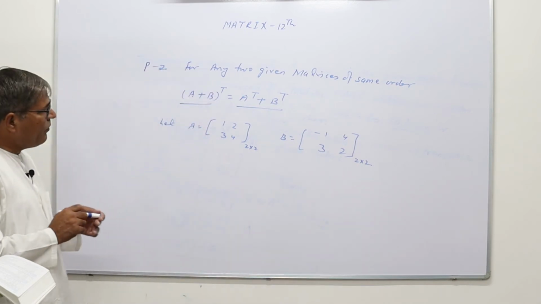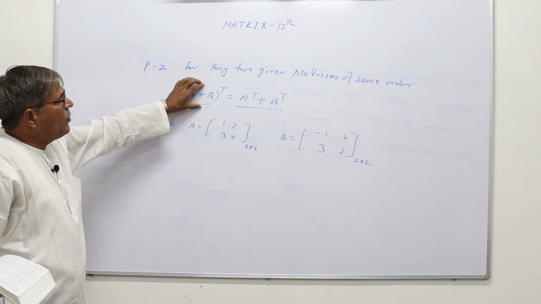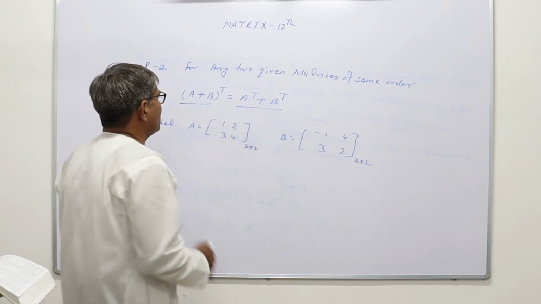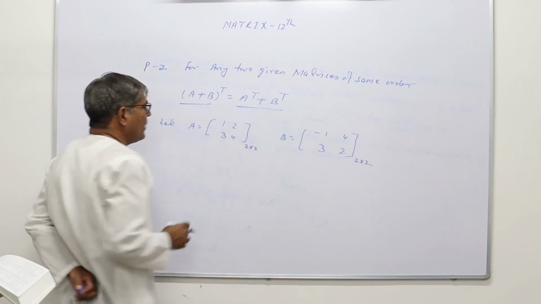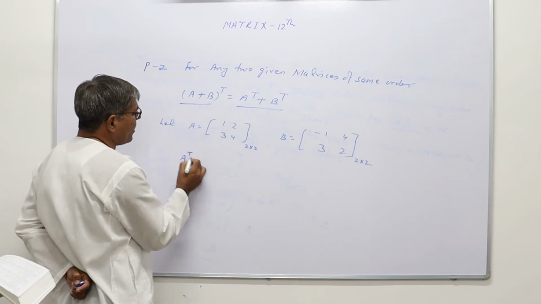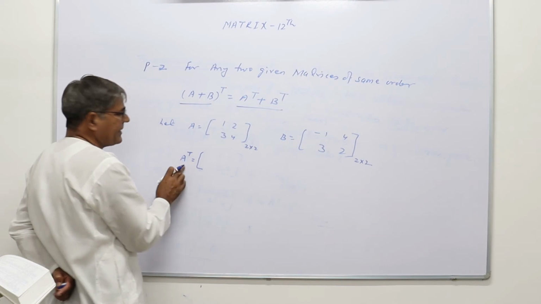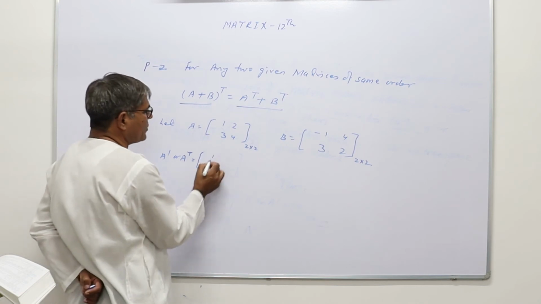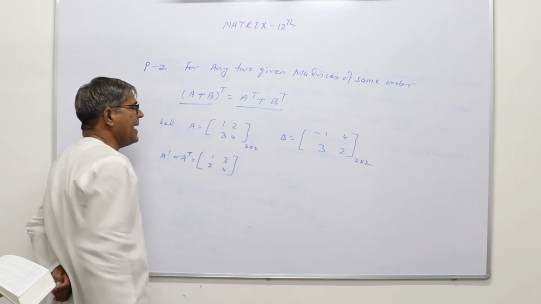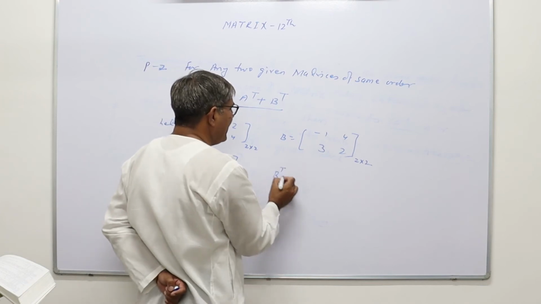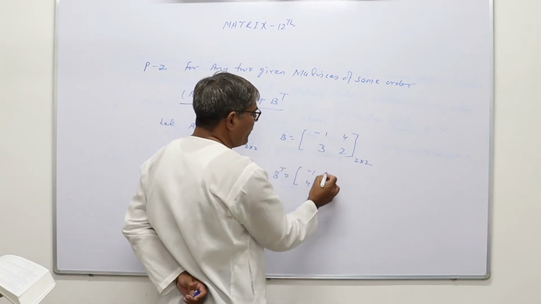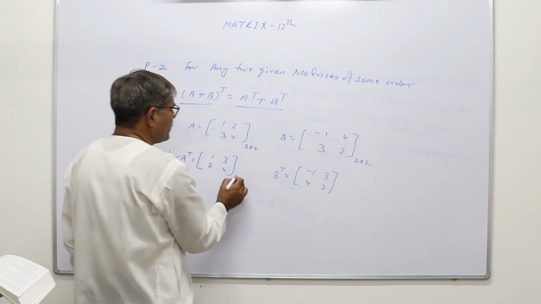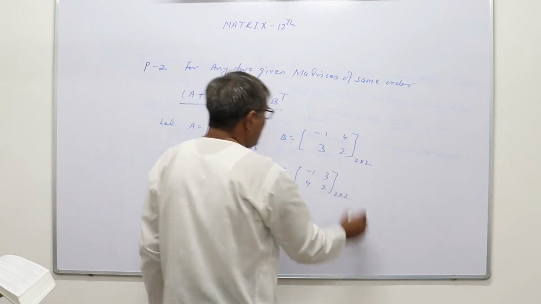Now what do we have to prove? We have to prove that the transpose of the sum of the two given matrices will be equal to the sum of their individual transposes. So for these two given matrices, first we will find the transpose of A. A transpose will be represented by AT or A prime. So AT will be equal to 1, 3, 2, 4. Similarly, the transpose of B, that is BT, will be equal to -1, 3, 4, 2. First row will be first column and second row will be second column. So again this is of order 2 cross 2.